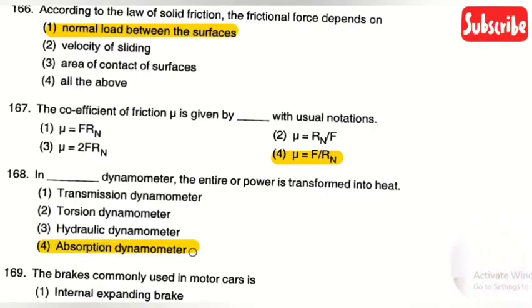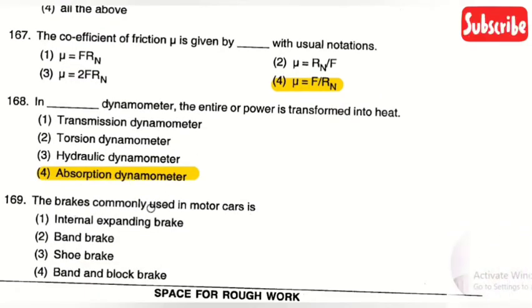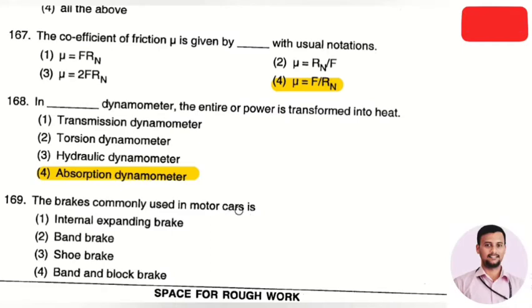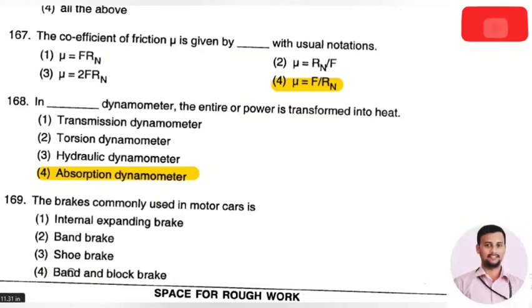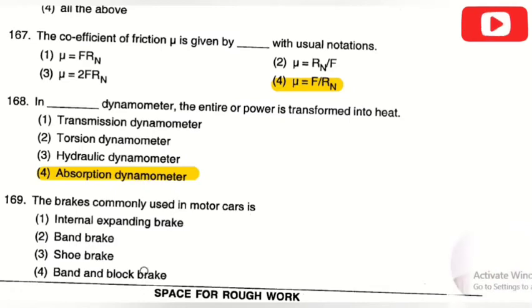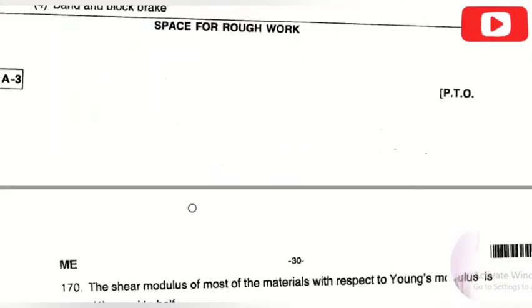In absorption dynamometer, the entire power is transferred into heat. The next question is, the brakes commonly used in motor cars is: first one, internal expanding brake; second option, band brakes; third one, shoe brake; and fourth one, band and block brakes. The right option is option 1, internal expanding brakes are most commonly used in motor cars.